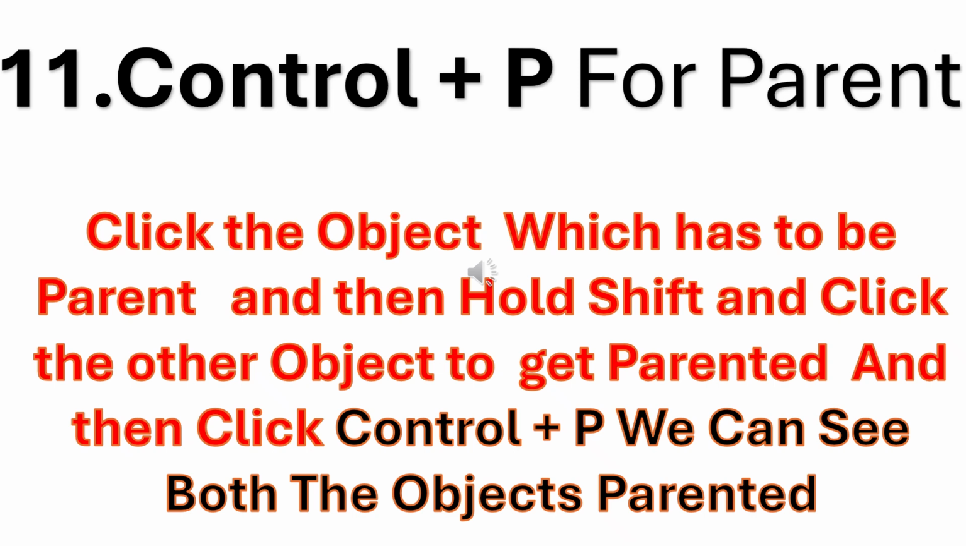Control P for parenting two objects. First, click the object which has to be parented and then hold Shift and then click the other object which has to get parented with this object and then press Control plus P. Then we can see both the objects have got parented as shown in the video which will come now.